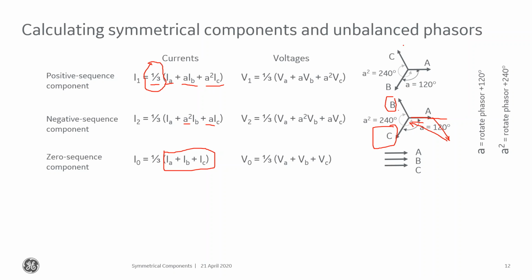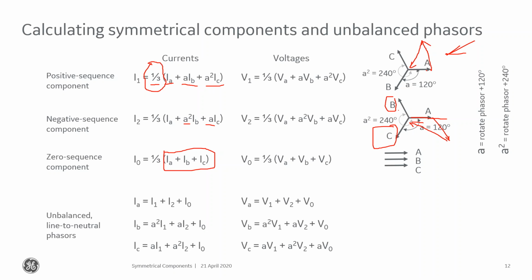And so if we imagine this balanced three-phase system that I show right up here, if I take C and put it on the end of A, and I take B and put it on the end of that vector, I come back to zero. So in a balanced three-phase system, I don't have any zero sequence components.